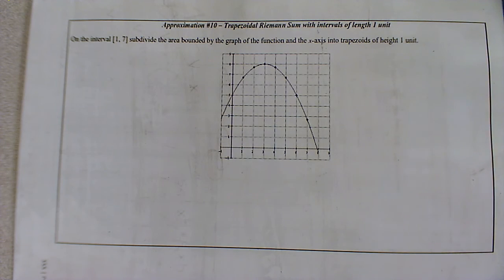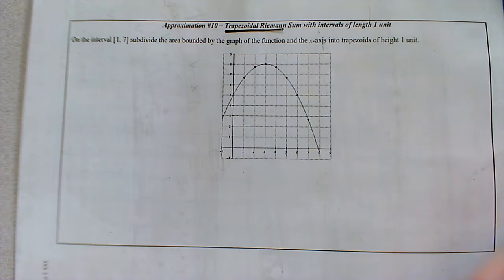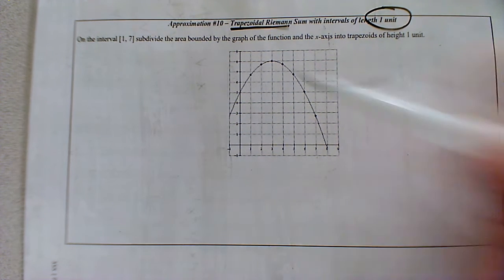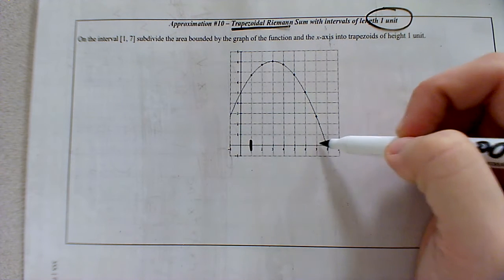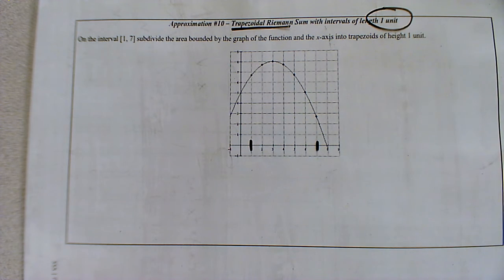So moving on to our last example here, we're going to take a look at a trapezoidal Riemann sum. Very similar to the last one we just did, but this time we're going to have each length be 1 unit long. So same function again, going from 1 to 7. Let's go ahead and draw in some of these trapezoids.